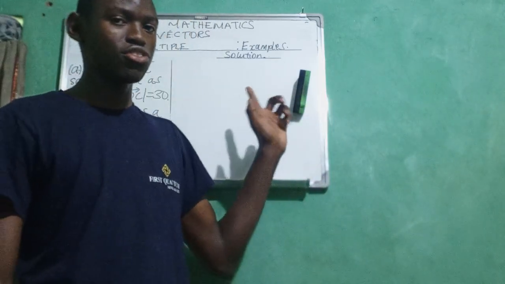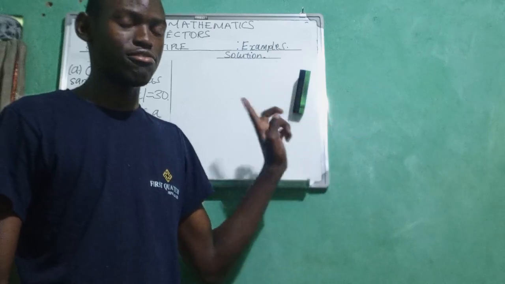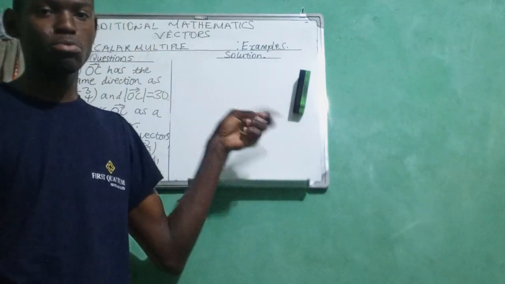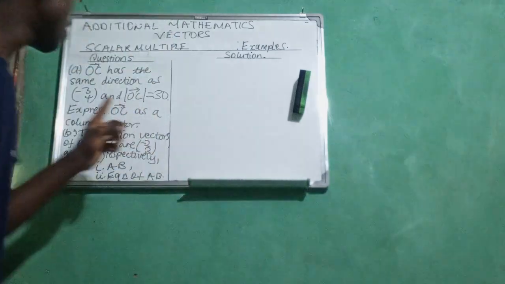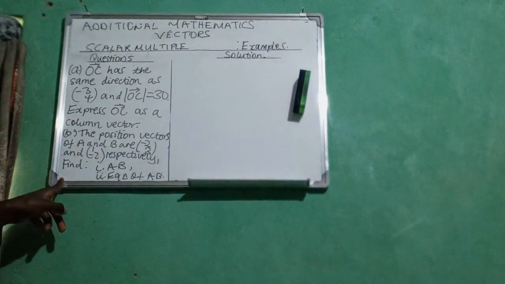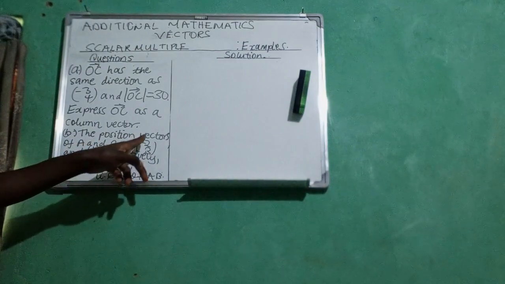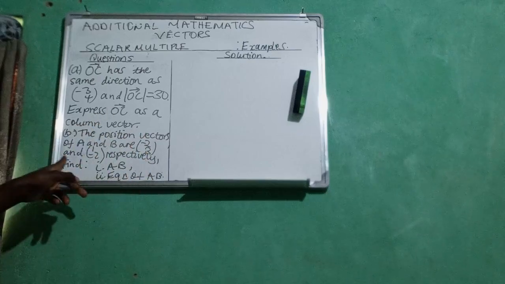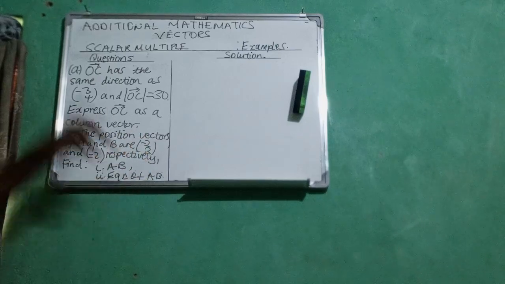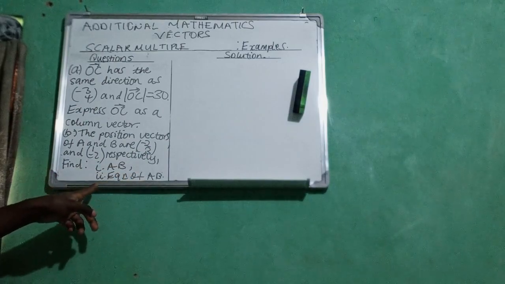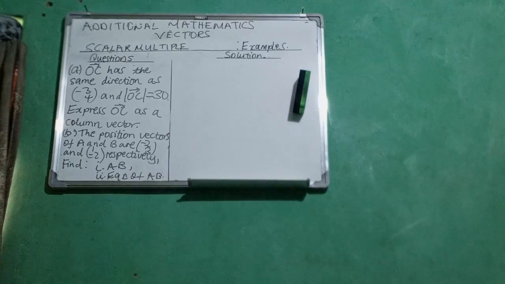So this is additional mathematics vectors. That's the topic. We are on the scalar multiple of a vector, question B. It says the position vectors of A and B are (-2, 3) and (1, -2) respectively. Then they want us to find AB, and then the equation of AB.